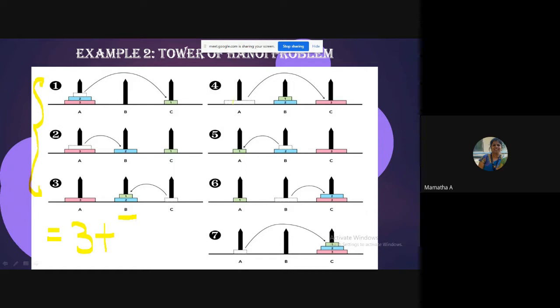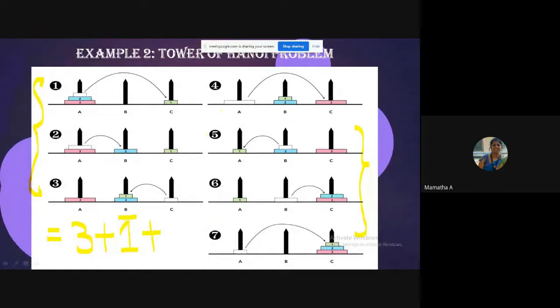Moving the largest disk, that's the nth disk, from source to destination directly. So how many moves did I make in my step 2? How many movements of disk? One. How about these 5, 6, and 7 doing for me?